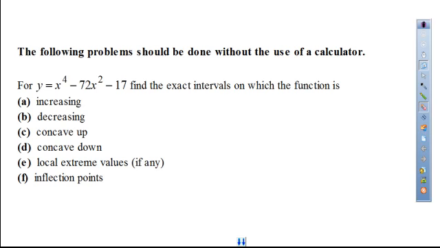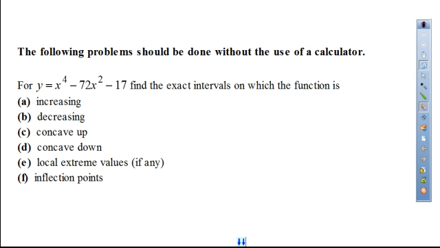Following video is for Calculus AB Chapter 4 review. The following problems we're going to do without the use of a calculator, which means that you should be able to do the problems without a calculator.